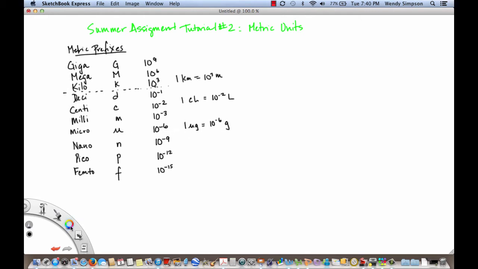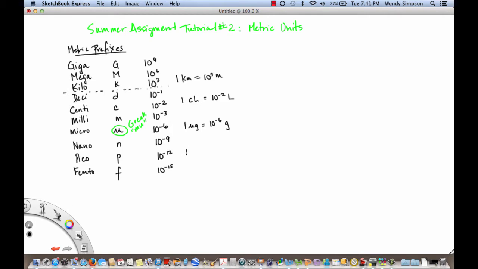Now, micro, this symbol here, let me circle this in green. It sort of looks like a cursive U. This is the Greek letter mu. It's pronounced mu, and that's what it looks like in Greek. So when I say mu, I'm really referring to the symbol for micro here.